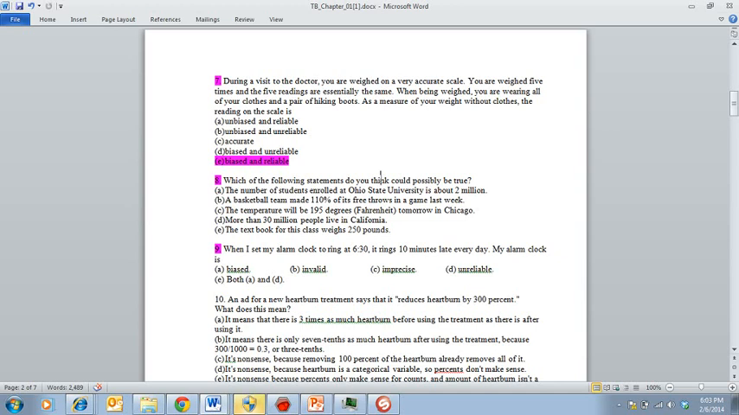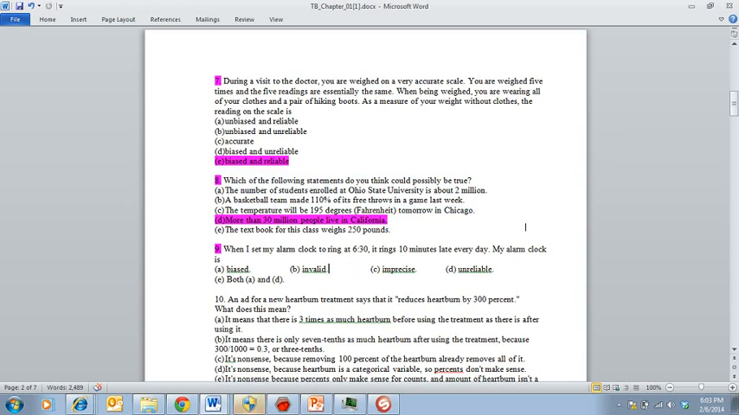More than 30 million people live in California. I can believe that for sure. California definitely has a huge amount of people, and I think it's one of the states with the most electoral votes. And E, the textbook for this class weighs 250 pounds. Well, obviously it's not E, so the answer here is going to be D. More than 30 million people live in California.